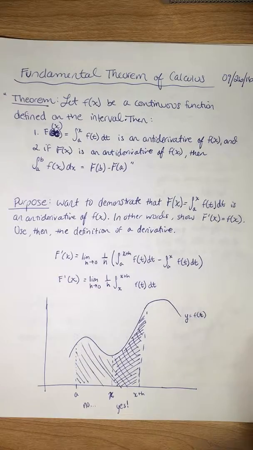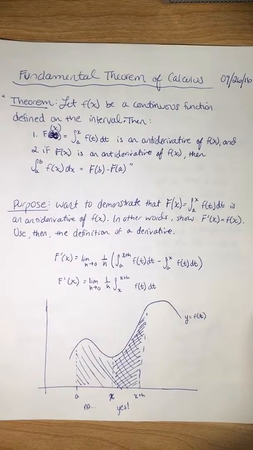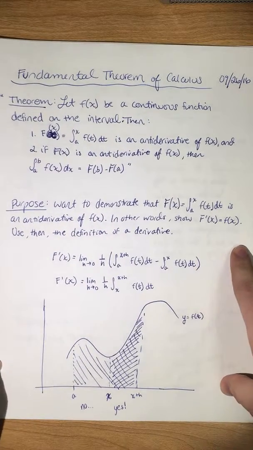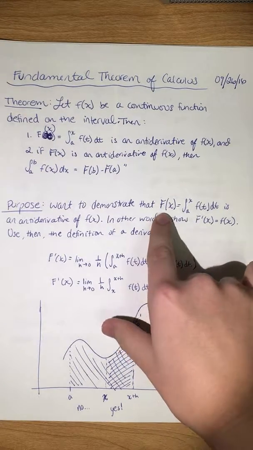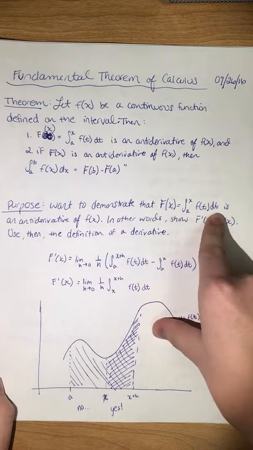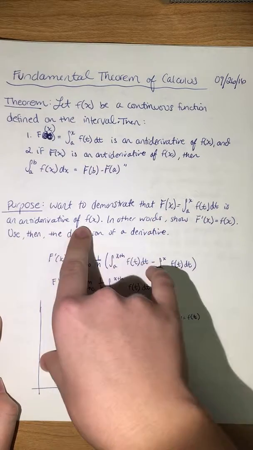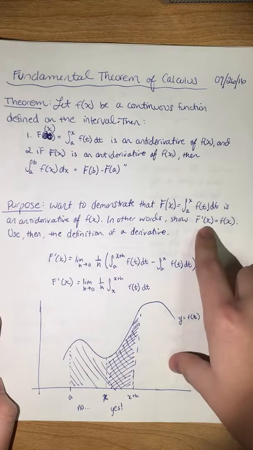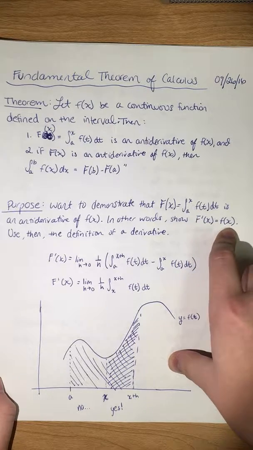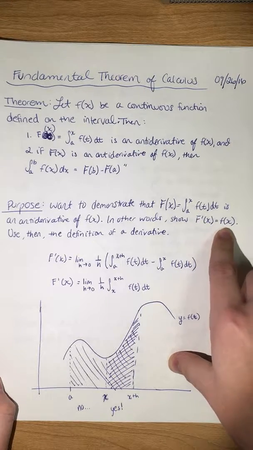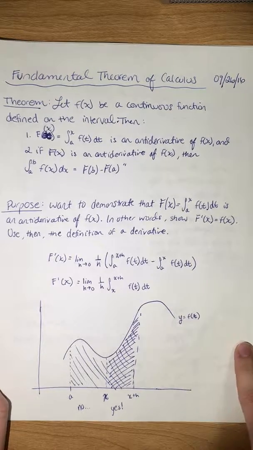So why are we doing this? What do we want to find? The purpose of this is that we want to demonstrate that capital F of x is the antiderivative of f of x. In other words, we are going to have the derivative of this capital F of x equal to f of x right here, the lowercase f of x. I apologize if that's a little confusing.